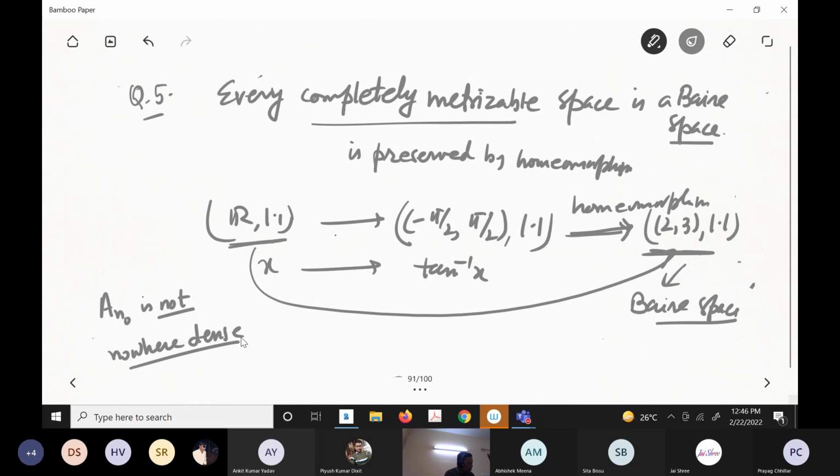It is, one knot is missing. I missed one knot. Okay. I will tell Saurabh on that. So it should be not Noether dense. But what is the problem in that?